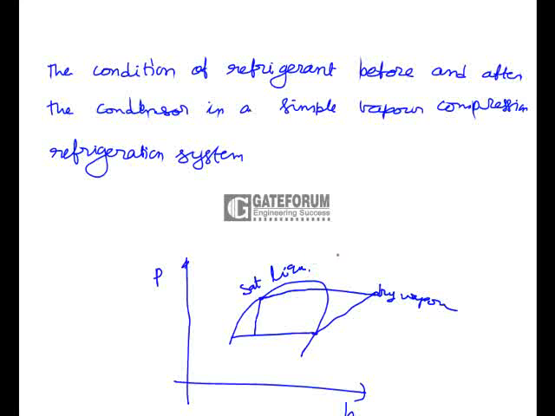So before entering the condenser it is dry vapor, and after leaving, I mean at the exit of the condenser, it is saturated liquid. So in the answers, the right answer is A.